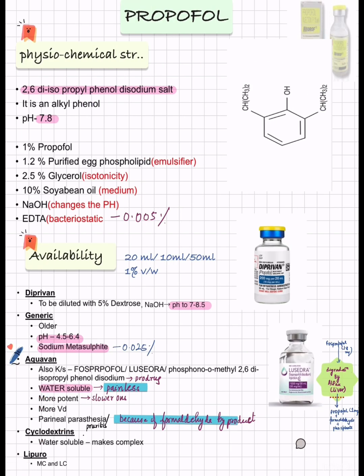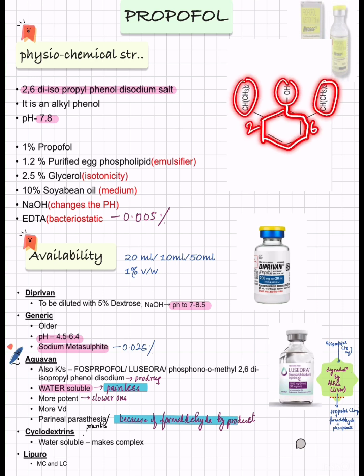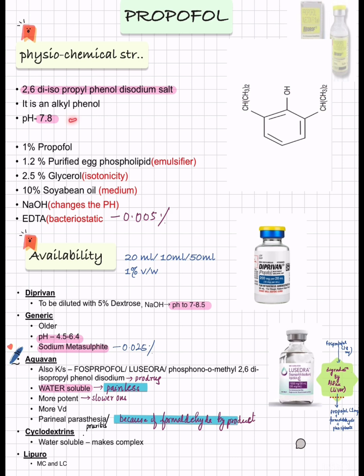As you can see the physiochemical structure of it, this is a phenol ring with propyl group present at 2 and 6 position. So it is 2,6-diisopropyl phenol, or you can say it is alkyl phenol with a pH of 7.8.